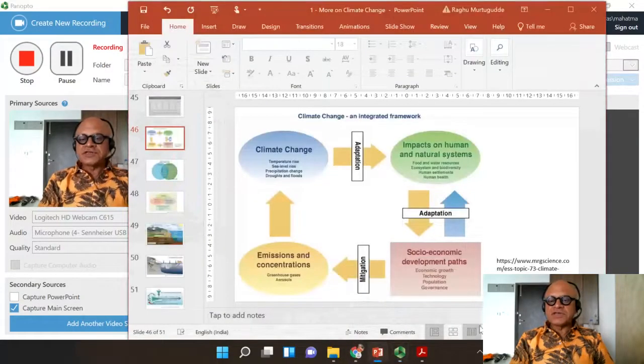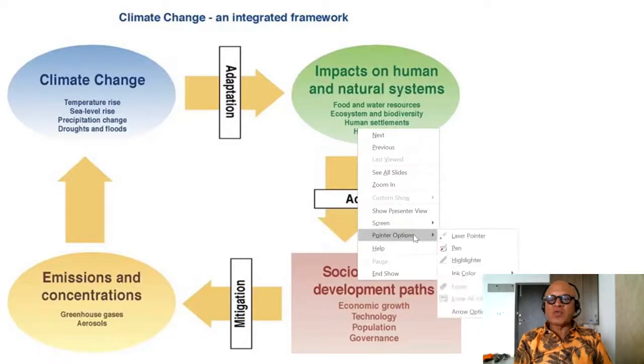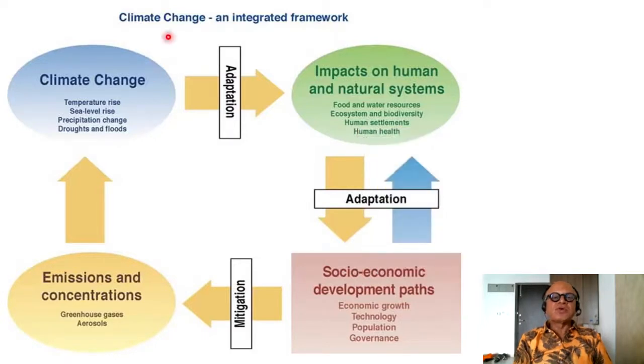So Andy's book discusses a little on key aspects of climate policies, and I'm not going to go into the details other than to point out that before, IPCC and so on used to use this kind of framework, what was then referred to as an integrated framework, where we had climate change with warming, sea level rise, precipitation change, droughts, floods, extremes, and so on.